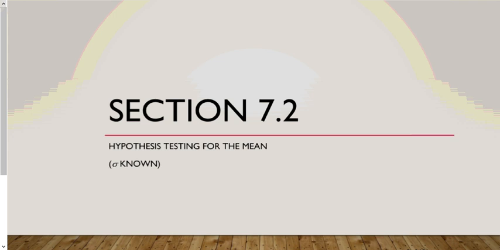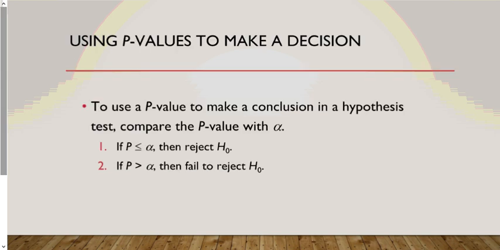Well, hello. Today we are going to be talking about section 7.2 in our textbook, which is hypothesis testing for the mean when we know the standard deviation. And that's important because when we don't know it, we're going to have to do something a little bit different. Okay? So we're going to be using p-values to make decisions.